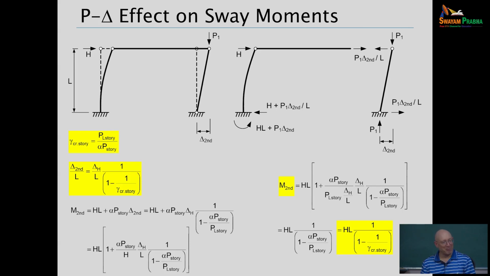Fundamentally, if I want to know the second order moment, with delta second, it's HL plus P1 times delta second. Right. Done. But we like to typically write what delta second is, delta first times an amplifier. So you're just plugging it in. It's typical practice to say, I've got a first order moment, what's the second order moment? Well, first order times an amplifier. But you're absolutely right.